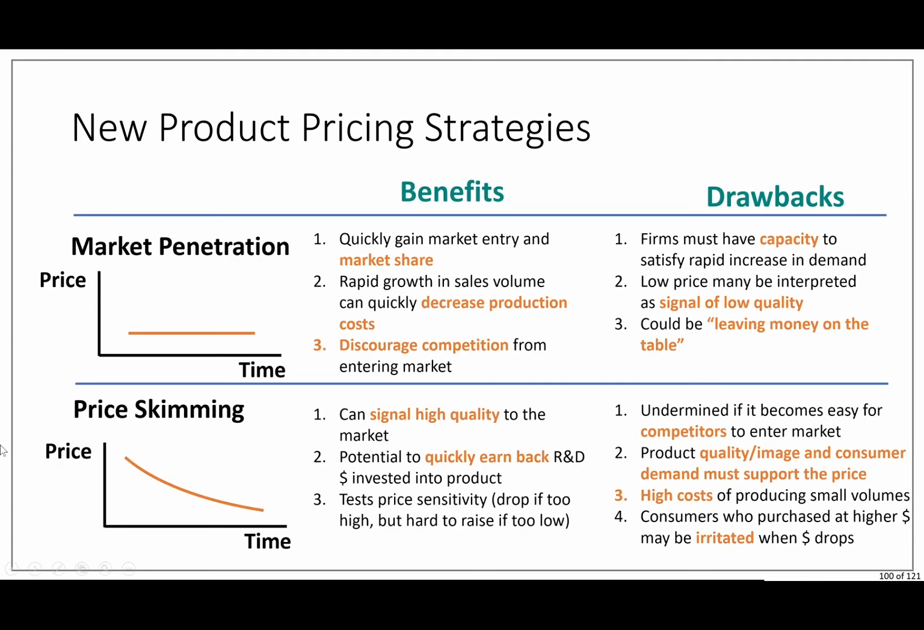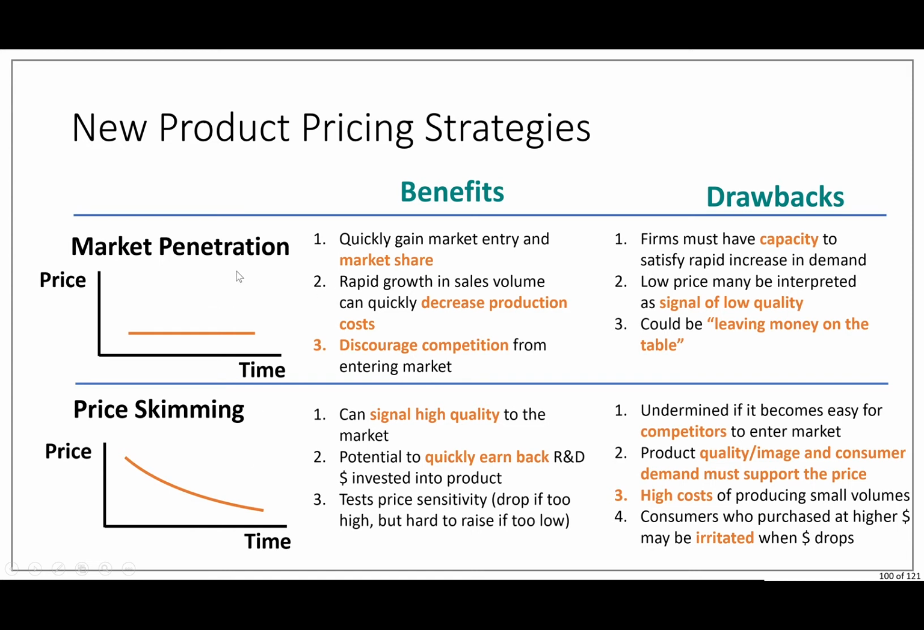So if we try to draw the picture of price over time, this would be more like market penetration. They just set the price low from the beginning. And for price skimming, they set the price high in the beginning so that the people who purchase it will pay a lot, so the firm can earn more profit. And then later they decrease the price over time.